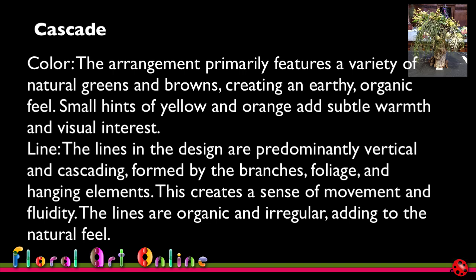The lines in the design are predominantly vertical and cascading, formed by the branches, foliage and hanging elements. This creates a sense of movement and fluidity. The lines are organic and irregular, adding to the natural feel. So the time that I took to get those foliage placements, those curving, cascading lines, in the right spots has paid off for me in terms of the impression that the design gives overall.